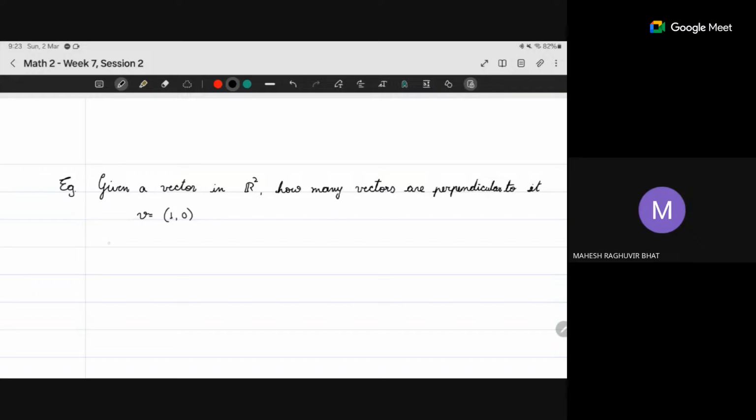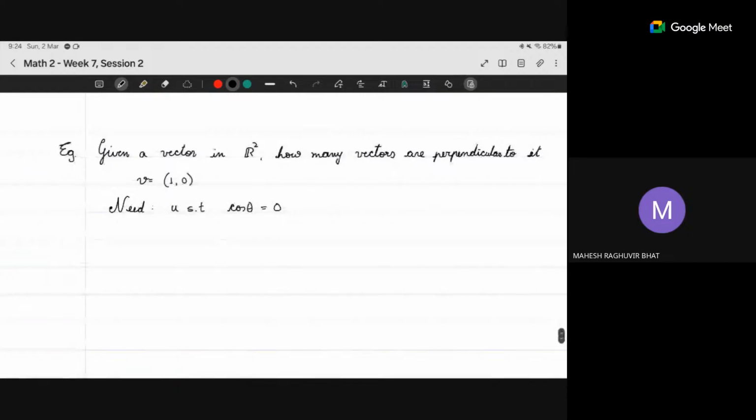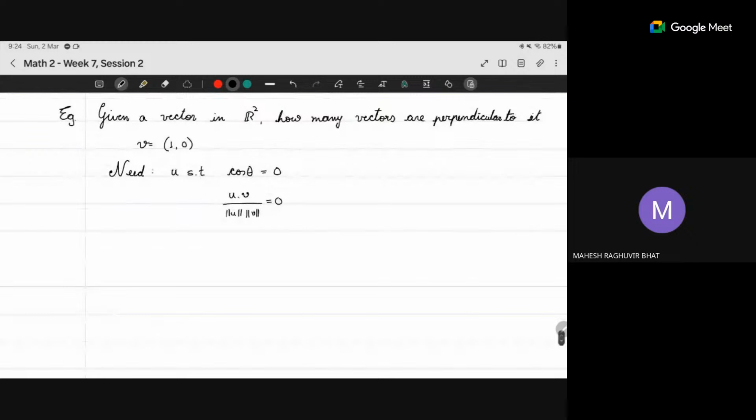The y-axis. We need U such that cos theta is 0. So perpendicular is equivalent to saying cos theta is 0, right? Theta is pi by 2, and cos pi by 2 is 0. This would mean that U dot V divided by norm U norm V is 0. Now, the denominator doesn't matter as long as it's non-zero. So I need U dot V equal to 0.